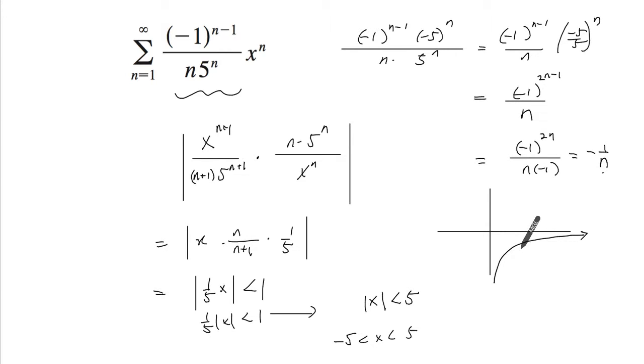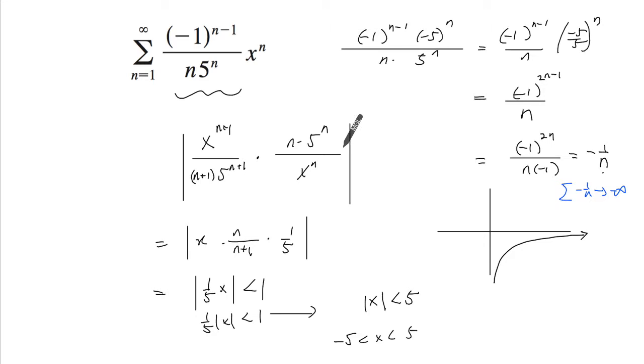And it's just a flipped harmonic series, right? We know that harmonic 1 over n is divergent. -1 over n, if you add all of that, it's going to be just approaching negative infinity. Right, just upside down harmonic series. So we cannot include -5.